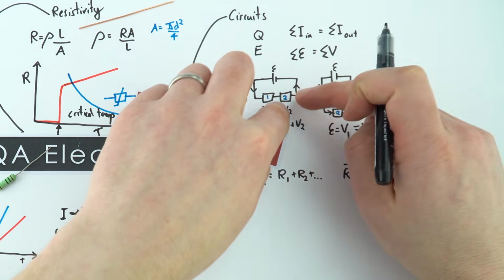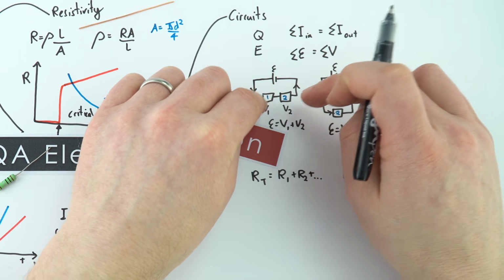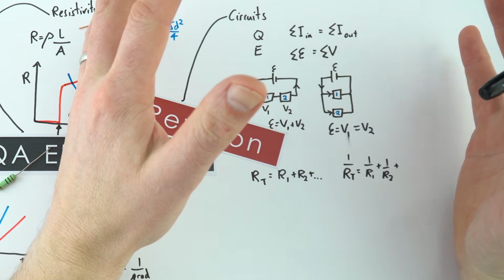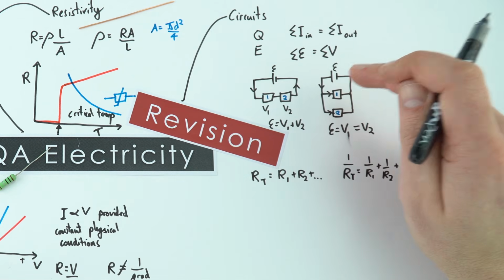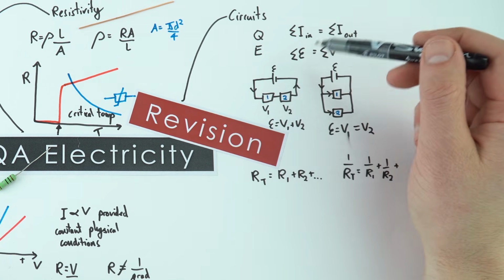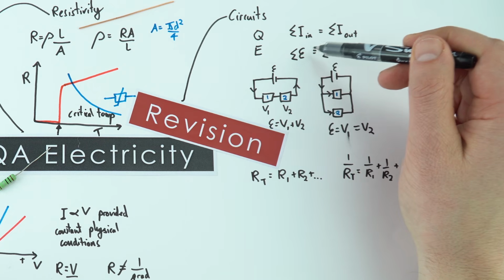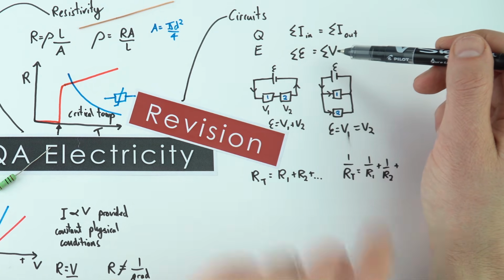Obviously these will be added, you might have loops with maybe parallel bits and series bits, and there's going to be some complicated things, but this is the basis. And all you need to do is work around your circuit, just remembering that the current in equals the current out, and the sum of the EMFs equals the sum of the potential differences.